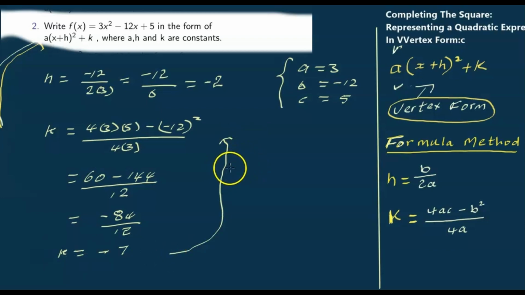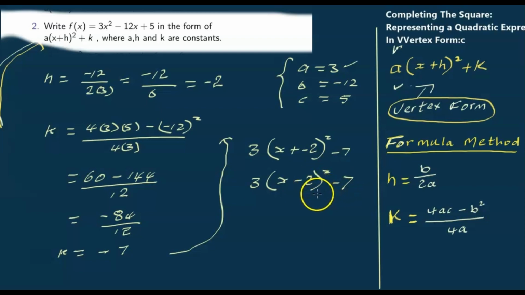Now we want to represent the quadratic expression in the vertex form. So A will be 3. So there's where we get the 3 from. So A is 3, open bracket x plus h, h is negative 2, squared, and k is negative 7. So our final answer is 3(x minus 2) squared minus 7. And that's our answer there.